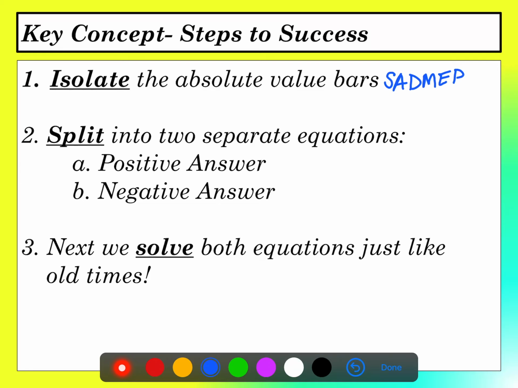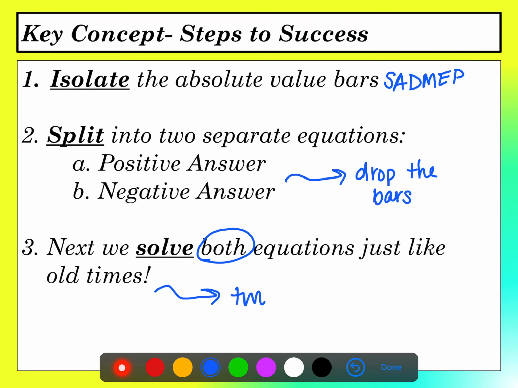So we're accounting for that positive option and that negative option that we were just talking about. At that point in time, when we split these up, this is where we're going to drop the absolute value bars, because we cannot solve until our expression is out of the bars. All right, and then we're going to make sure that we solve both equations. That's very important. Okay, so you're going to have two answers to every absolute value equation. Very, very important. If we forget half the problem, we've lost half of our points because we didn't get both solutions.